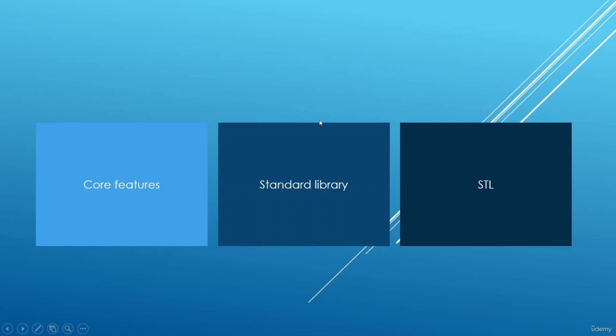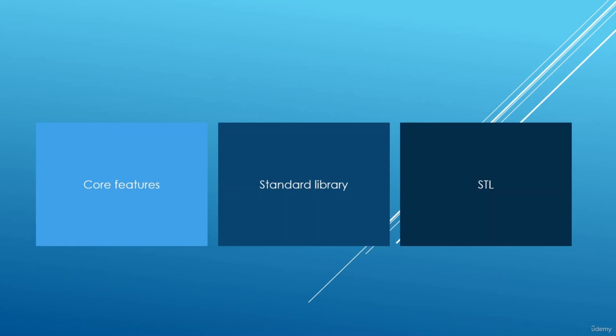Okay, I hope now you have a better idea of what the C++ standard library is. Now, what is the STL? The STL is really part of the C++ standard library, but it is a collection of container types. Think of them as collections of things.